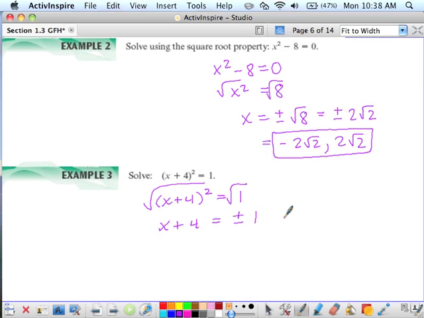Then if I subtract 4 from both sides, I have x equals negative 4 plus or minus 1. Negative 4 plus 1 equals negative 3, and negative 4 minus 1 is negative 5. So those are the two solutions to example 3.